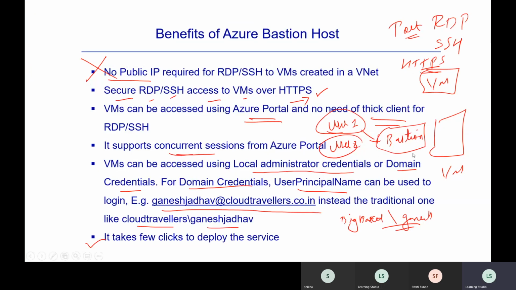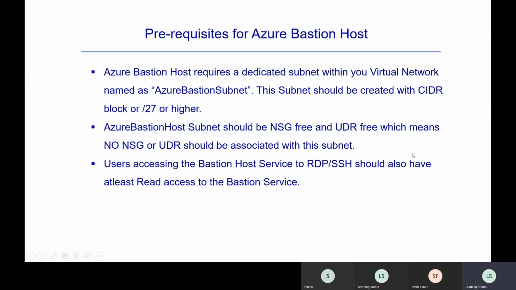I still have a couple of slides to cover. We have already seen the prerequisite. It requires a dedicated subnet called AzureBastionSubnet in your virtual network with a /27 or higher CIDR block. Then your Azure Bastion host subnet should be NSG free and UDR free. That means no NSG or no UDR should be associated with your Bastion host subnet.